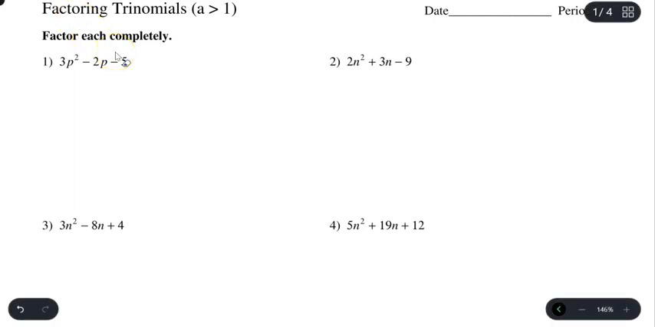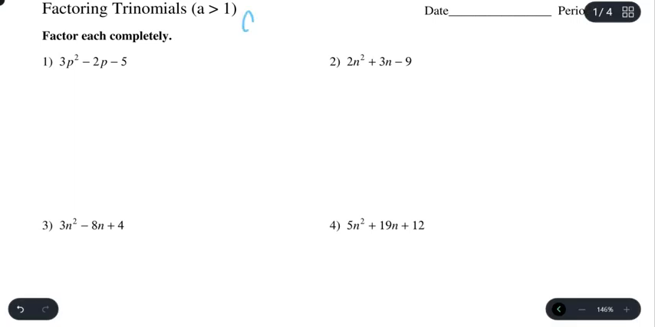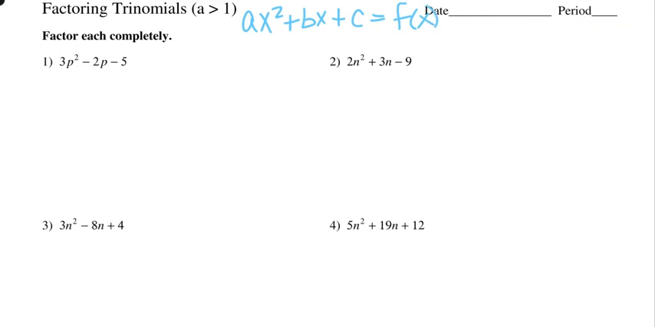Hello, in this video we're going to look at factoring trinomials in which the lead coefficient, the a term, is greater than 1. As you remember, a quadratic ax squared plus bx plus c equals f of x equals y takes this form. This is what we call standard form of a quadratic.